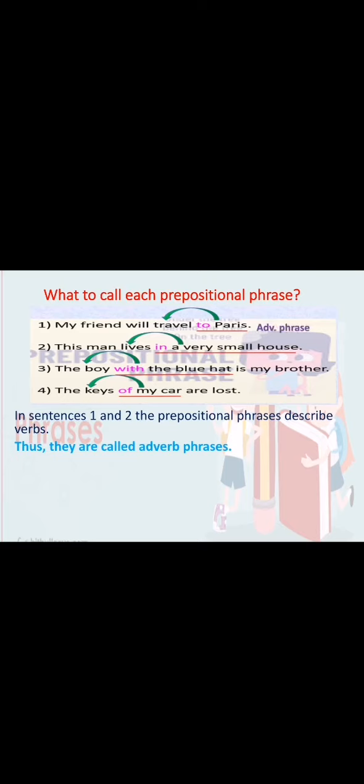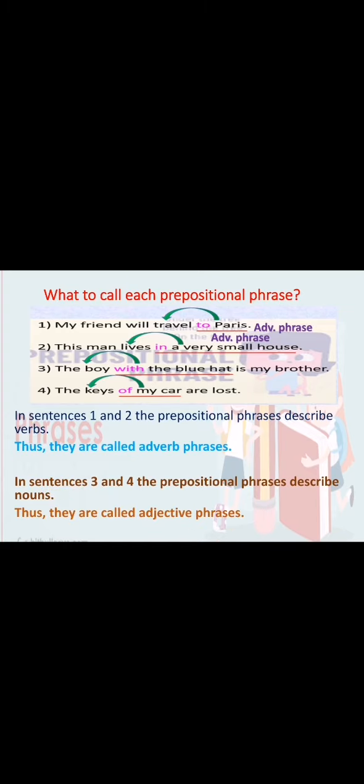In sentences 1 and 2, the prepositional phrases describe verbs. Thus, they are called adverb phrases. In sentences 3 and 4, the prepositional phrases describe nouns. Thus, they are called adjective phrases.